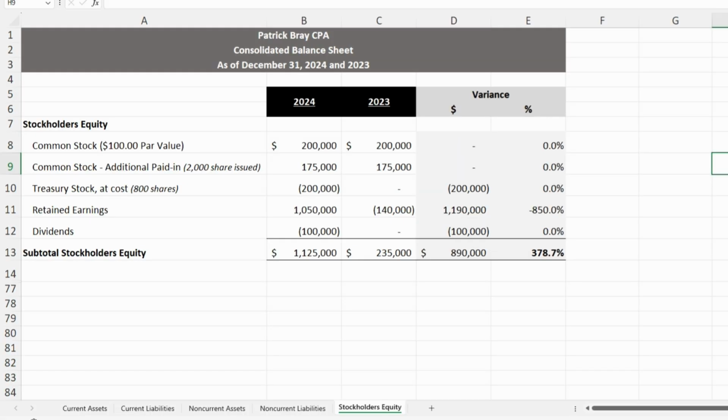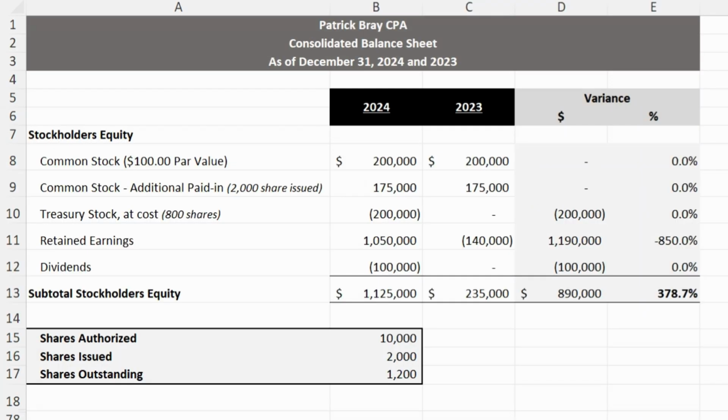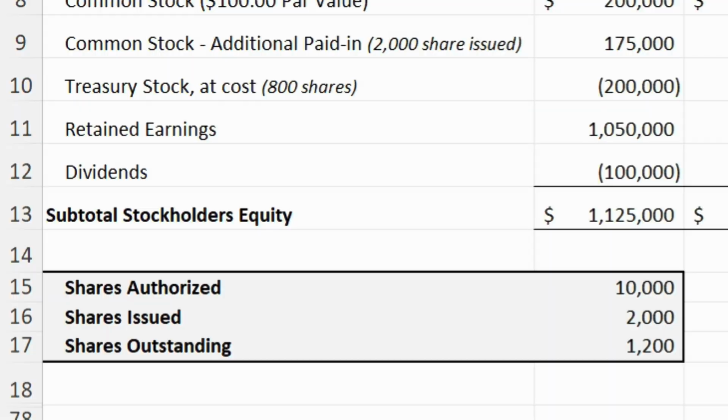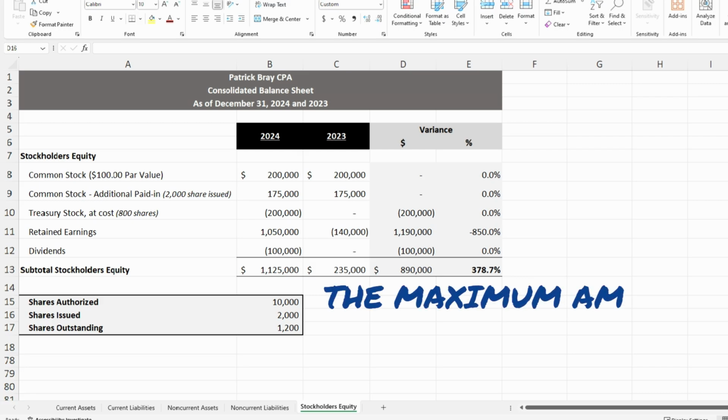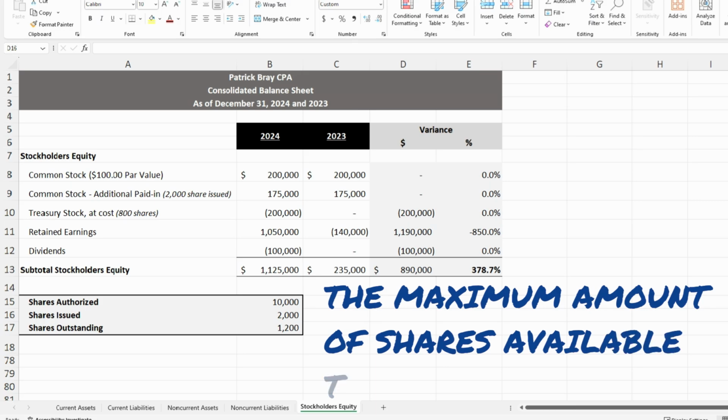Let's dive into this. Before we go into the categories that we just outlined, I want to go over the concept of shares authorized, shares issued, and shares outstanding. Shares meaning stock. This is going to be stock in a C corporation or S corporation. Shares authorized means the amount of shares the corporation can ultimately issue. So they can ultimately issue 10,000 shares. That's the maximum amount of shares that can be out there or owned by stockholders.